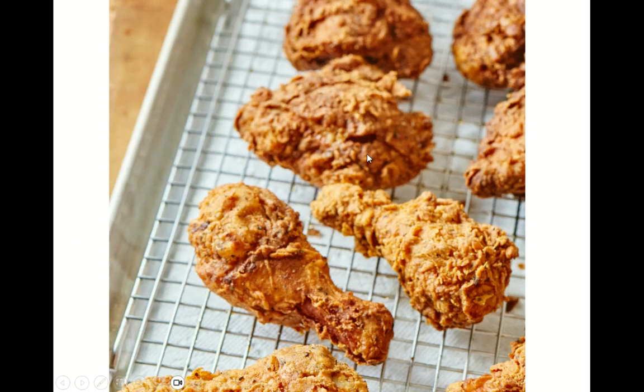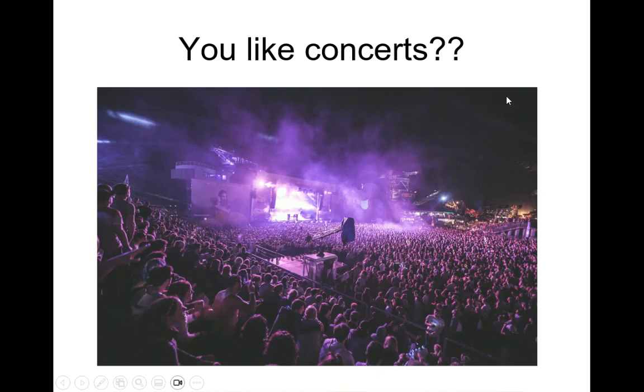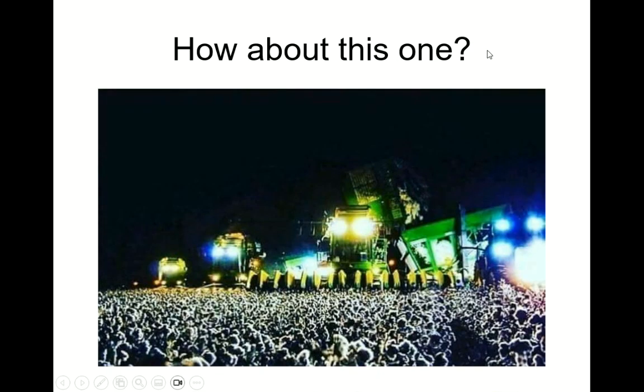Hey, you like fried chicken? What about that? You see, if you're thinking about fried chicken, you're more likely to perceive that as fried chicken. You like concerts? What about this? Ah, that's not a concert. That's a cotton field. Okay.